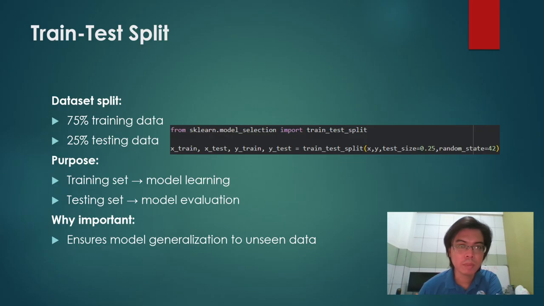This step is very important because it ensures that the model is not just memorizing the data, but actually learning patterns that it can generalize to new inputs. If we don't separate training and testing data properly, the model might overfit and perform poorly in real-world situations. We also use a random state value to ensure that the results are reproducible every time we run the code.